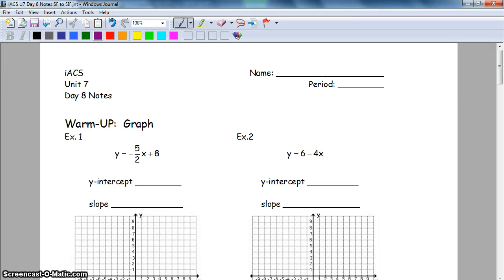Alright, so yesterday we learned how to graph a line in slope-intercept form. So today, on your note sheet here, I got a quick warm-up. There's two problems I want you to try graphing by using slope-intercept form. Remember, identify the y-intercept, plot that, identify the slope, and use the slope to find some more points. So go ahead and press pause, take a minute, and plot those two lines.